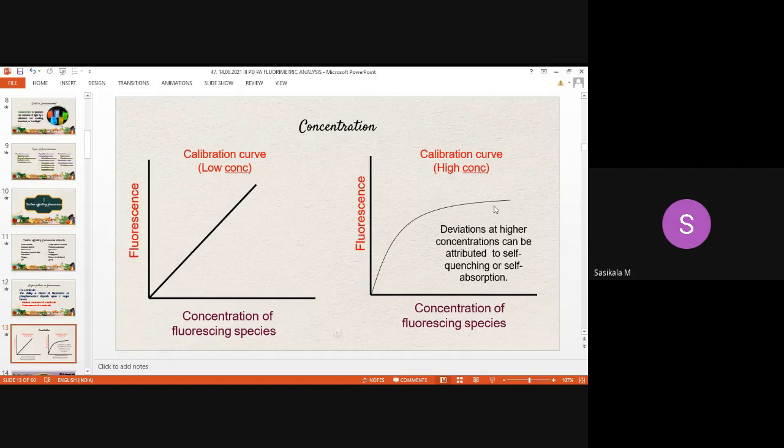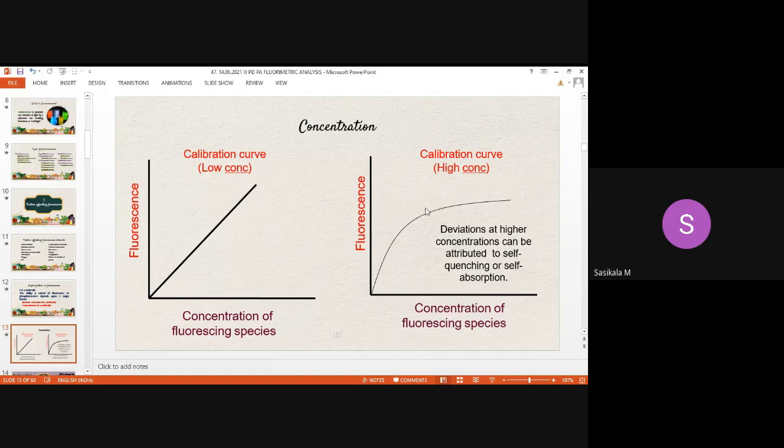That's what is explained with these two calibration curves. First one represents low concentration, this one represents high concentration, and the y-axis represents percentage fluorescence intensity, and the x-axis represents concentration of the fluorescent compound, the fluorescent emitting species. At low concentration, you can find the linearity, so that it will obey Beer-Lambert's law. But at high concentration, it is not always increasing. It is causing the deviation. That means negative deviation occurs from the linearity curve.